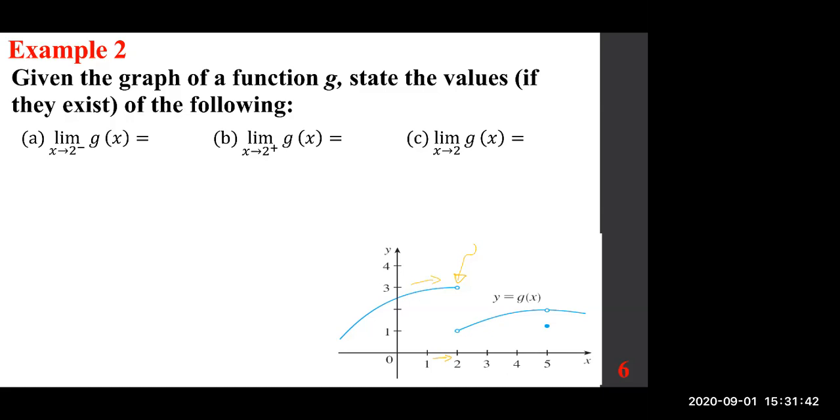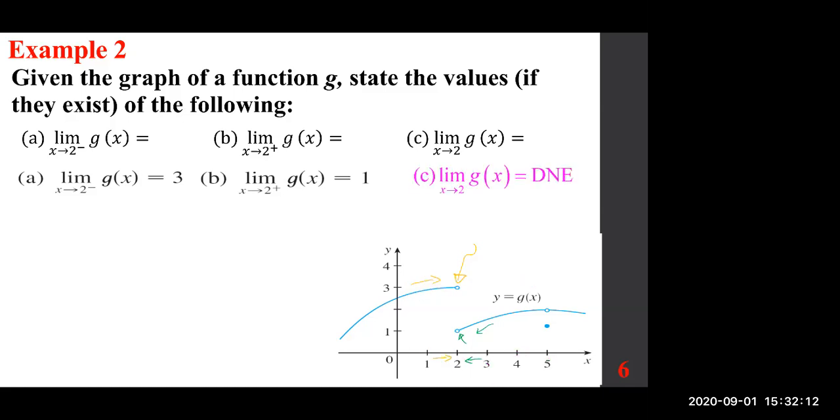When we are approaching 2 from the right, we're going this way. That means we are approaching this hole. And this hole, we never get there, but as far as the limit, we get there. The y coordinate for that one is 1. They are not identical. The limit does not exist. So I hope everybody is clear as to what's going on. Okay? The limit doesn't exist.